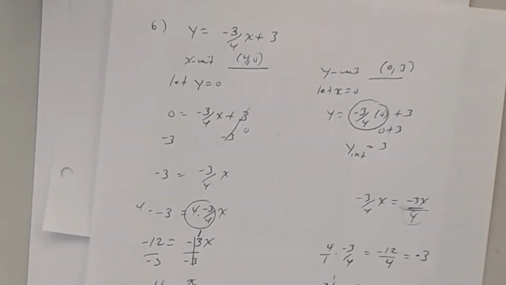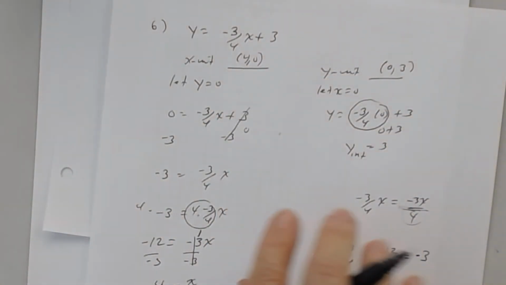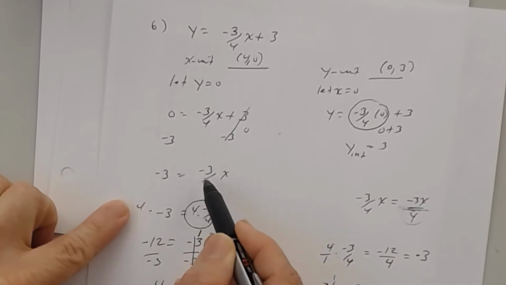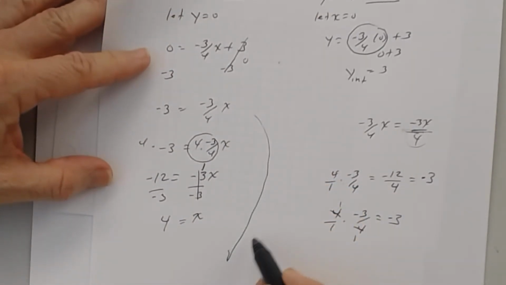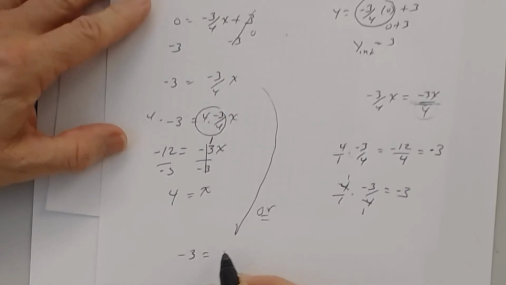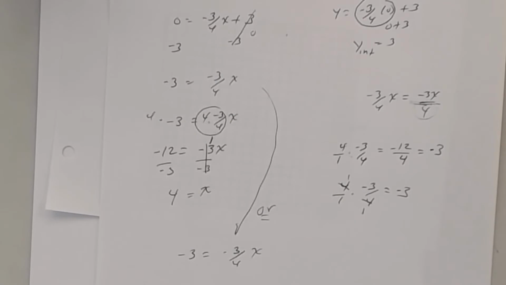Now this is what Angela is talking about. So I'm going to go back and rewrite this step right here. And say, or you could have done this. So negative 3 equals negative 3/4 times x, right? One of the things that you learned about in a previous course is this.